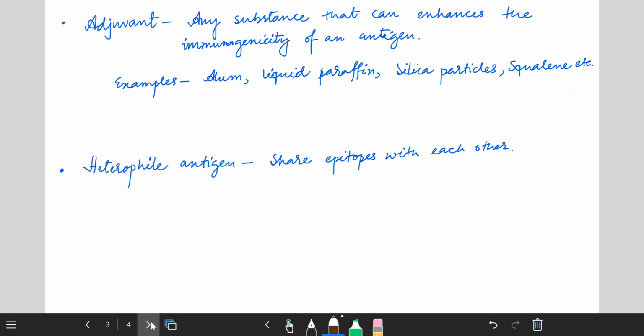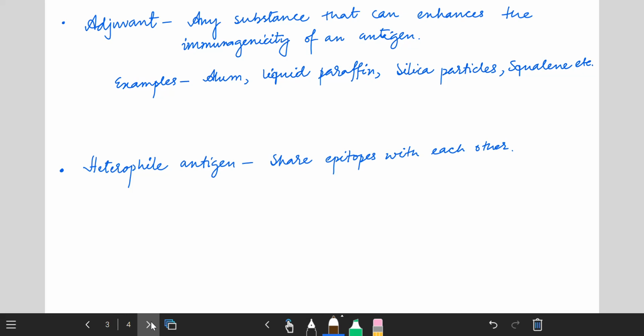Okay. Now, what is an adjuvant? An adjuvant is any kind of substance that enhances the immunogenicity of an antigen. They are usually added to vaccines to increase the immunogenicity of the vaccine antigen. Examples are alum, liquid paraffin, silica particles, squalene, etc. You need to keep in mind that lipopolysaccharide or LPS of Bordetella pertussis acts as an excellent adjuvant for diphtheria and tetanus toxoid. And diphtheria toxin and tetanus toxoid act as adjuvant for the Haemophilus influenzae type B vaccine.